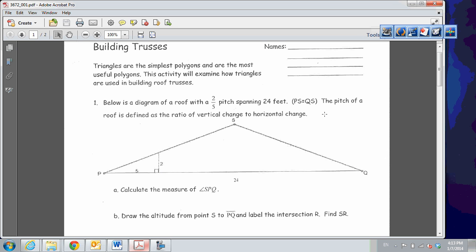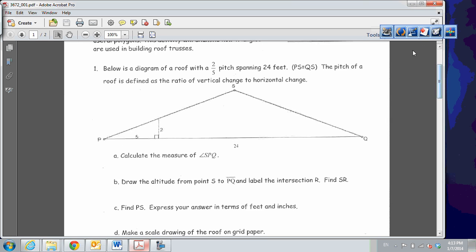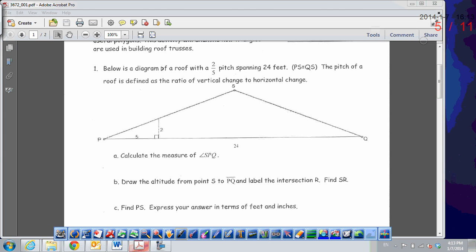So what we have here is a roof. It says it has a pitch of 2/5, and all that means is the vertical change to horizontal is 2/5. It's kind of like slope. It says it spans 24 feet. Cool, awesome. And then it says to calculate SPQ. So we're going to use some trig here to do that.